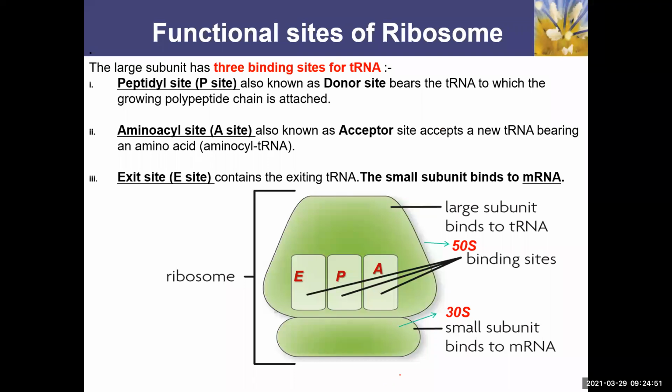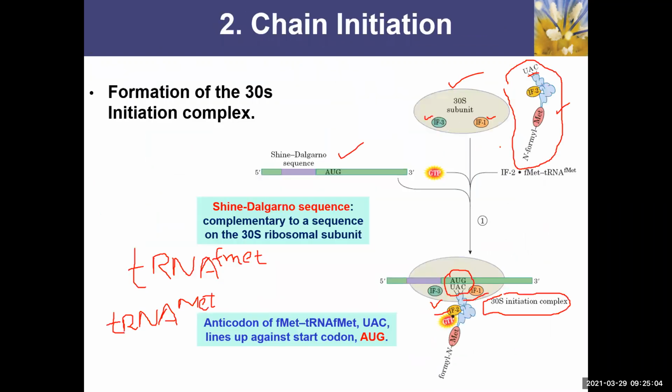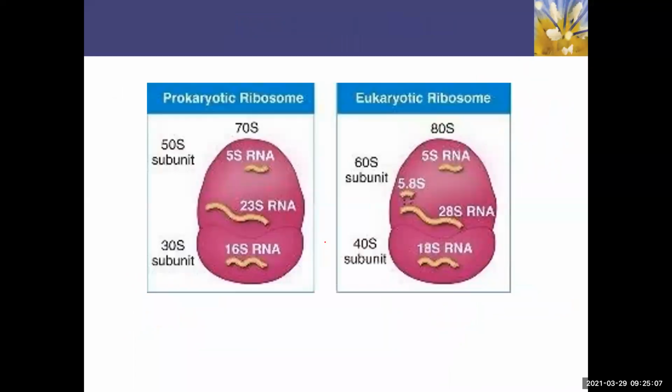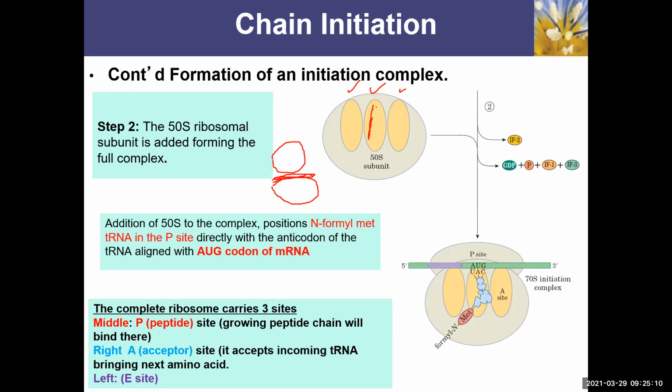So the first, that special unique tRNA, the unique one, tRNA F methionine, is going to sit at the center place called the P site or the peptidyl site. A very important point to note down here: this is the only tRNA which enters into the ribosome through the P site.